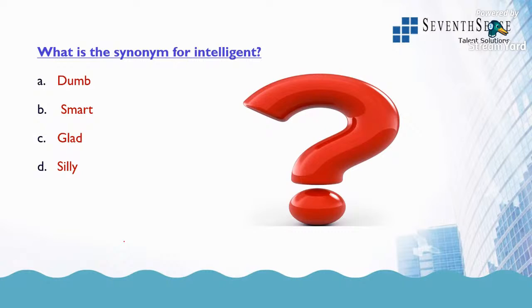Silly means something which is not having that much importance, right? And glad is nothing but happiness, showing a feeling of pleasure. Dumb is the person who is not capable of speaking. And coming to smart, it might be the answer because we are asking for the synonym, right?